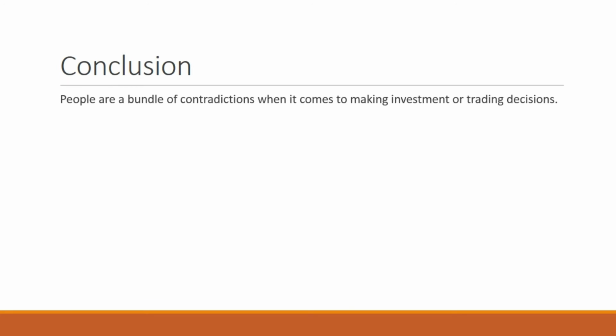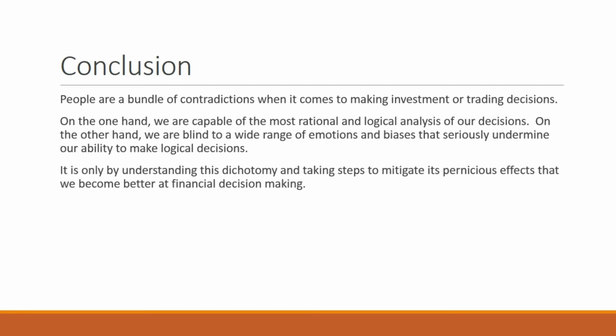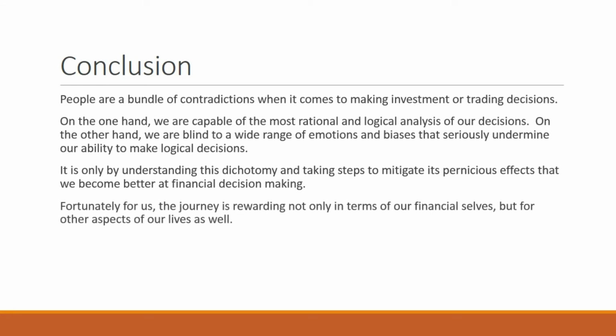In conclusion, people are a bundle of contradictions when it comes to making investment or trading decisions. On the one hand, we're capable of the most rational and logical analysis of our decisions. On the other, we're blind to a wide range of emotions and biases that seriously undermine our ability to make logical decisions. It is only by understanding this dichotomy and taking steps to mitigate its pernicious effects that we become better at financial decisions. Fortunately for us, the journey is rewarding, not only in terms of our financial selves, but for other aspects of our lives as well.